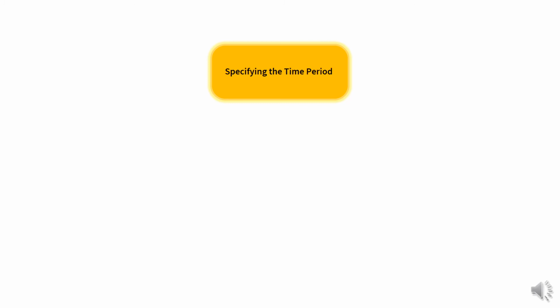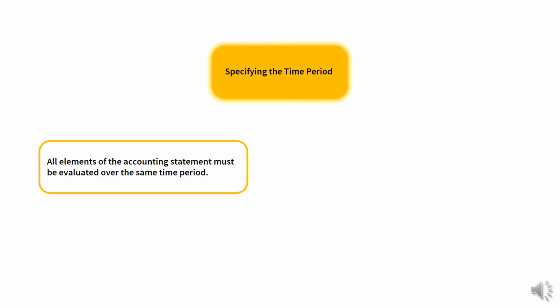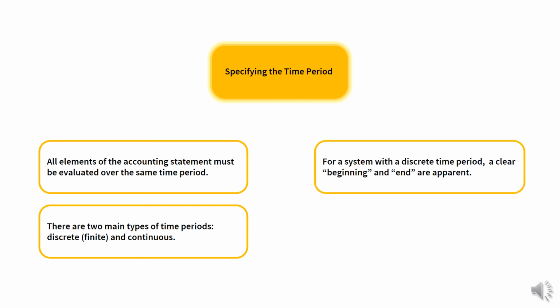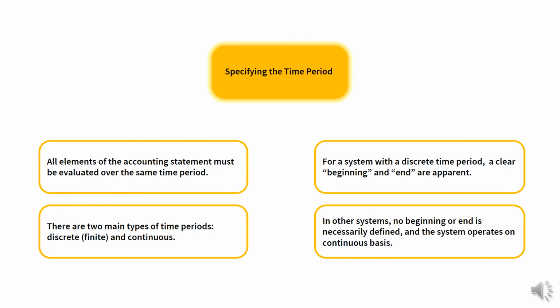The last step is specifying the time period. To set up an accounting statement, a time period must be defined. All elements of the accounting statement must be evaluated over the same time period. And there are two main types of time periods: discrete and finite, and continuous. For a system with a discrete time period, a clear beginning and end are apparent. But for a continuous system, no beginning or end is necessarily defined, and the system operates on a continuous basis.